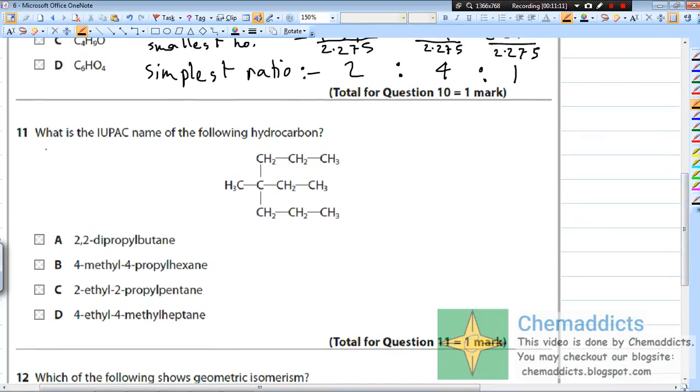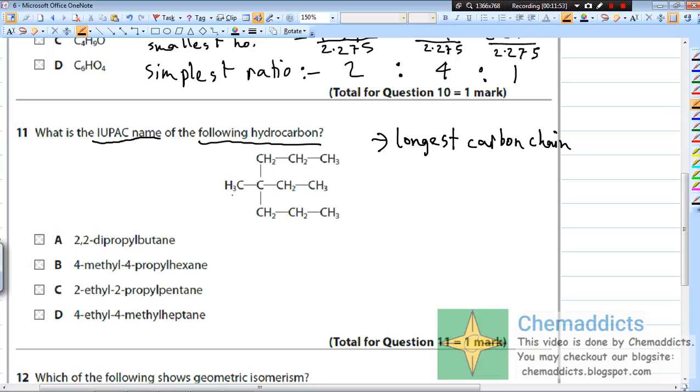So here they have asked us: what is the IUPAC name of the following hydrocarbon? They have given us the structural formula of this hydrocarbon, and they want us to name this compound. Okay, so now at first let us find the longest carbon chain over here.